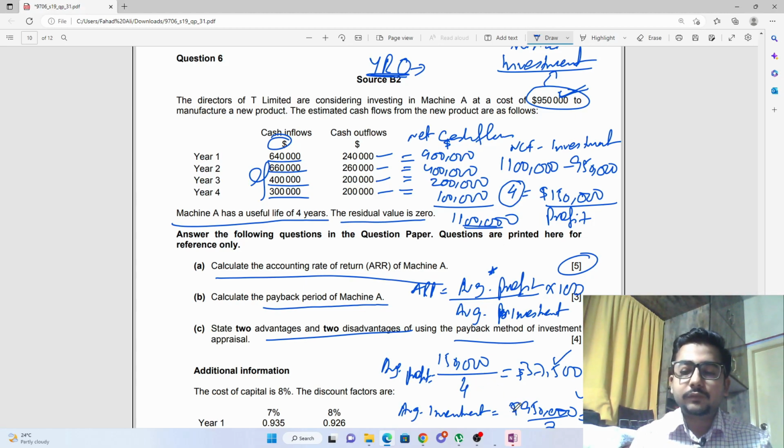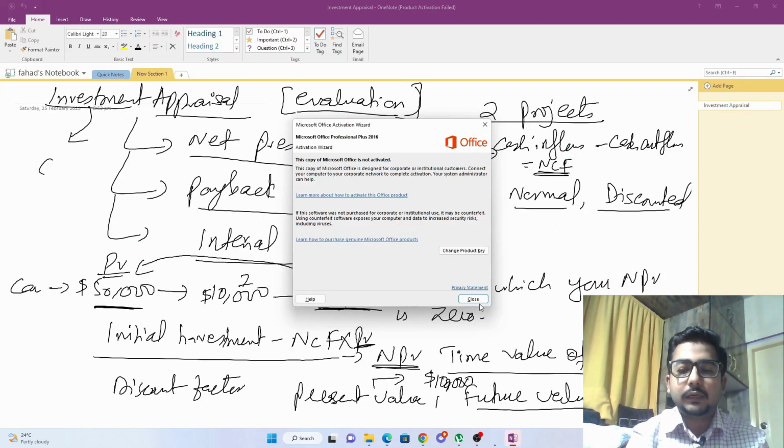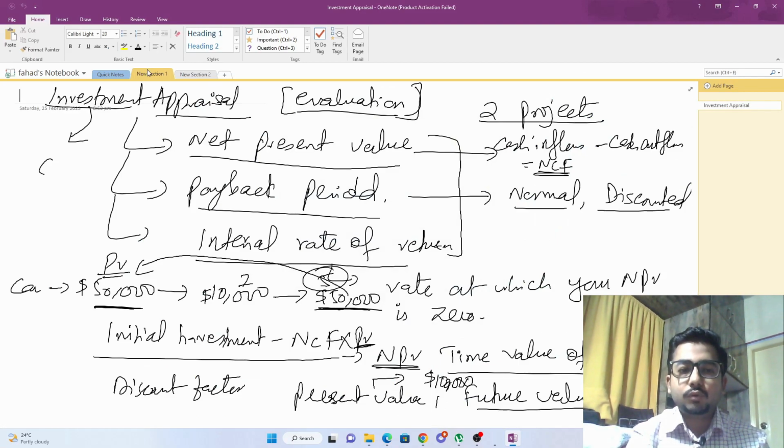How do I get the average investment? 9,50,000 divided by 2 is equal to 4,75,000, which is the average investment. Come down to the Microsoft notebook. So we'll continue with the question. We have to calculate the ARR. I'll just open it over here.